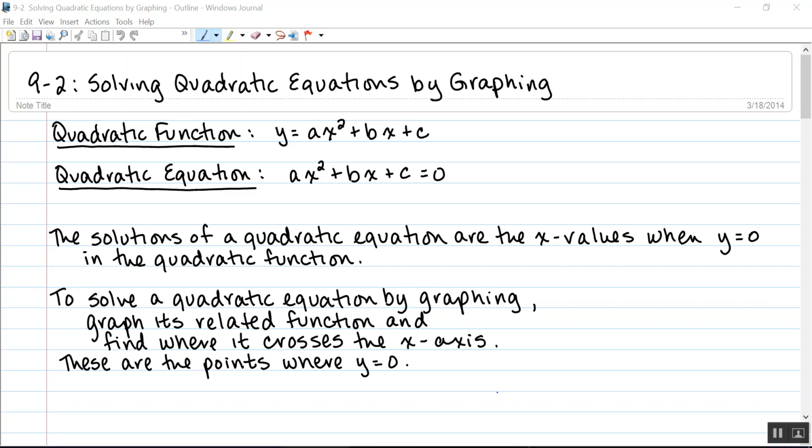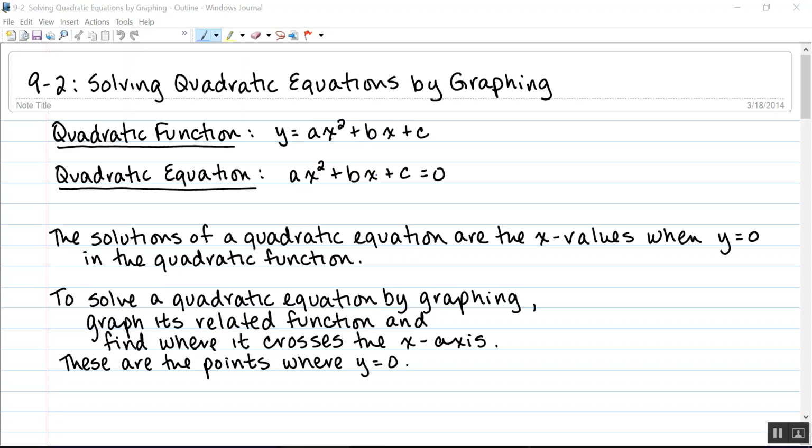Section 9.2 is on solving quadratic equations by graphing. As we saw in the last section, a quadratic function is a function of the form y equals ax squared plus bx plus c. And this should look familiar from the last chapter. A quadratic equation looks very similar to that, ax squared plus bx plus c, but this equals 0. So the solutions of a quadratic equation are the x values when y equals 0 in the quadratic function.